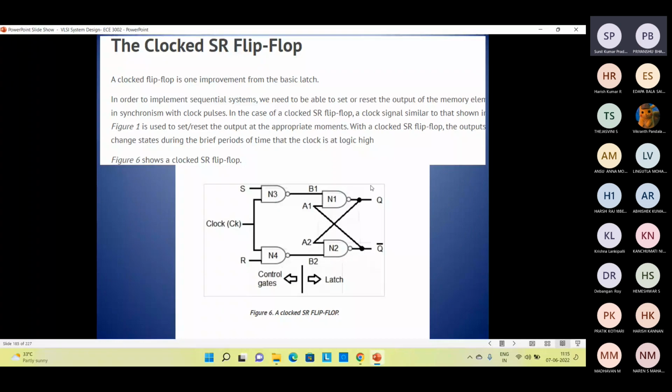Okay, this is within these NAND gates. Okay, so once again, a revision. The clocked flip flop is basically the improvisation from the basic latch. Okay, now in order to implement sequential systems, we need to be able to set or reset the output of the memory element in synchronism with the clock pulse. Okay, now in the case of the clocked SR flip flop, the clock signal is similar to this clock signal.